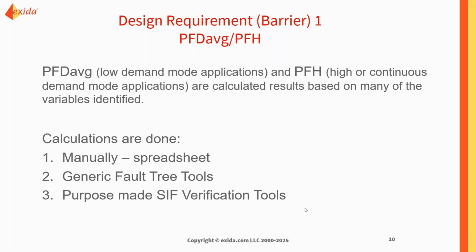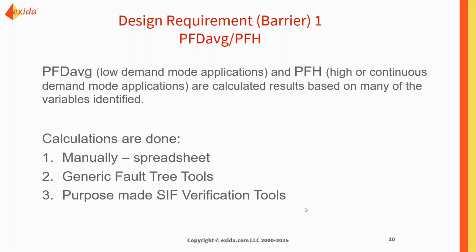So we're back to clause 11.9.3 again. Are we using credible failure rate data? And you can do the calculations manually with spreadsheets. Well, good luck with that, because some of these variables are not easily put into a spreadsheet. You can use generic fault-free tools and purpose-made SIF verification tools. Here again, the standard now requires us to qualify the tools. How do we know that the tool is generating the right answers? Or as I like to say, it could be garbage in, gospel out. You're believing what the tool's telling you, even though it's been fed a load of rubbish.